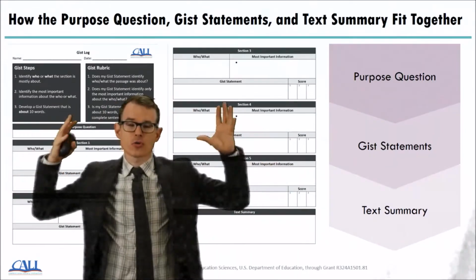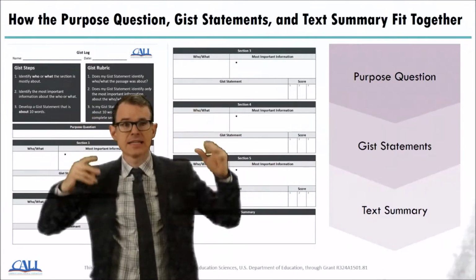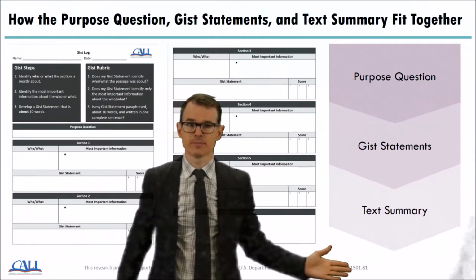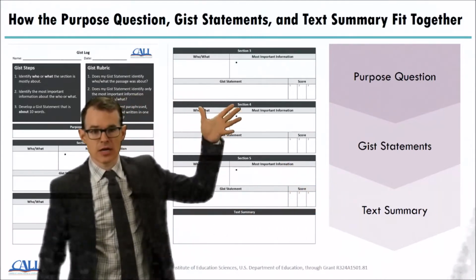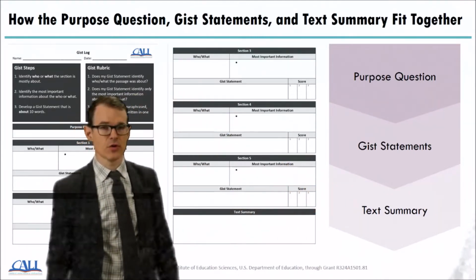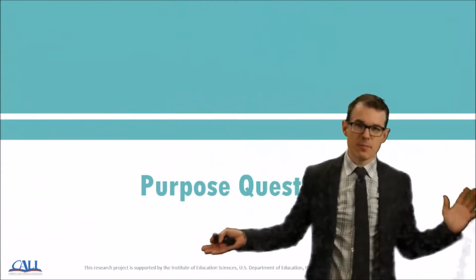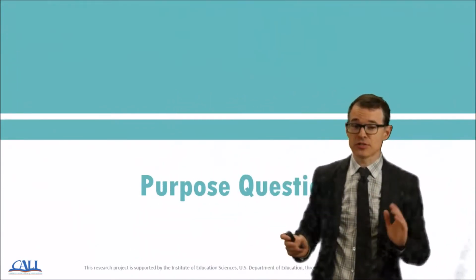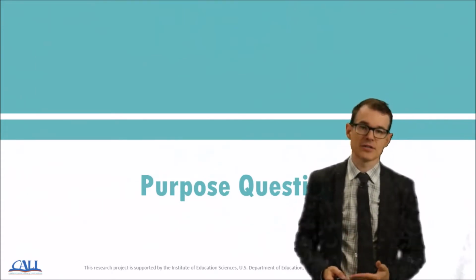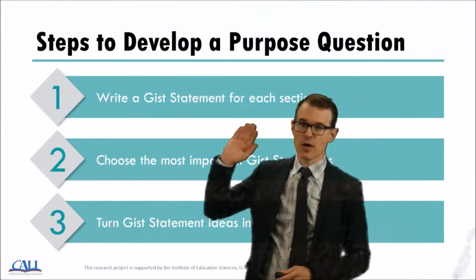It's really helpful to create that macro level understanding to get to the point of being able to write a text summary. So those are the things that are going to occur in a lesson. Let's talk about each of those in turn. So first, the purpose question. The big thing here is you have to figure out what the purpose question is going to be. So here's some guidelines for you for how to develop a purpose question.